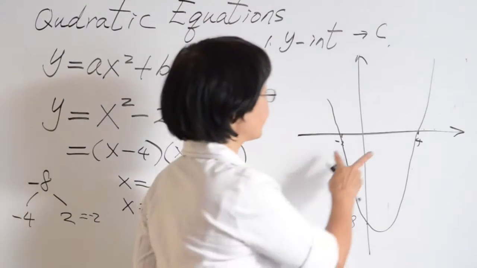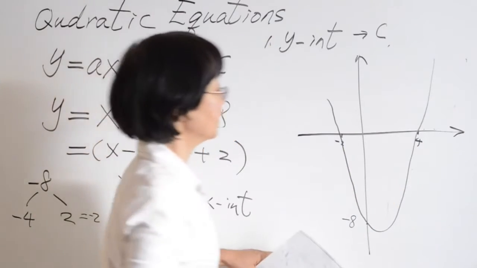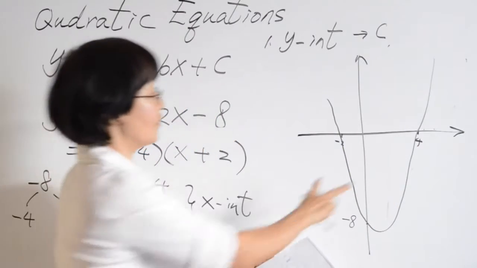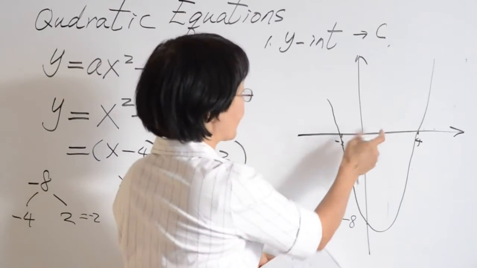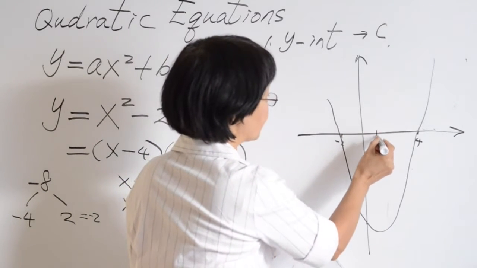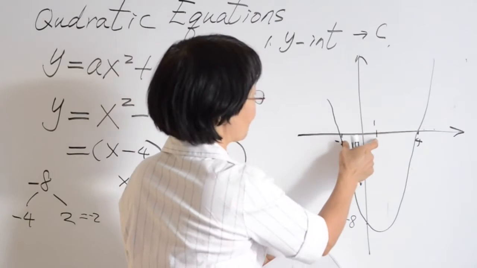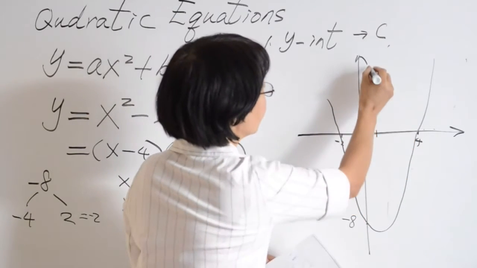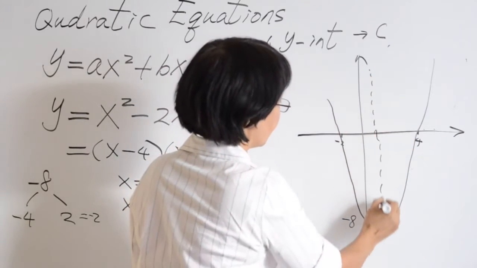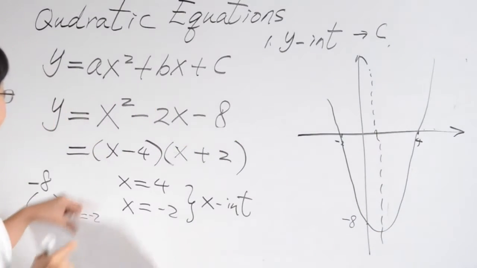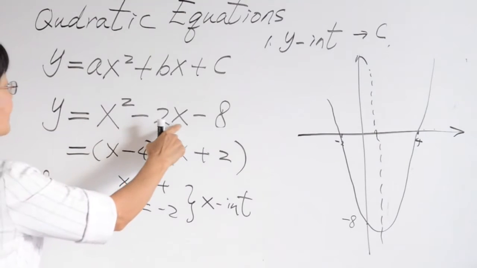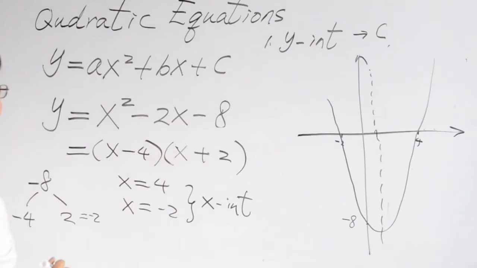So you know that from here to here is about 6 units, right? 4 here, 2 units, 2 here, 6 units. So the middle will be 3 units. So maybe it should be 1 here, because there are 3 here, 3 here. If you do this, this should be your minimum value. So this is how you find it. Put 1 here, okay? You should get the minimum value.